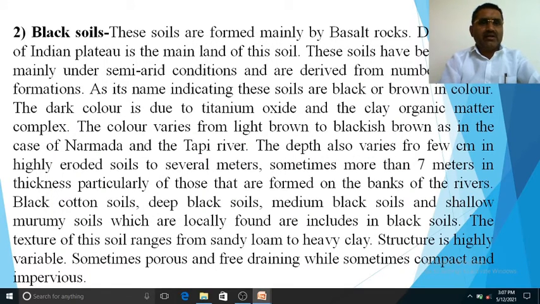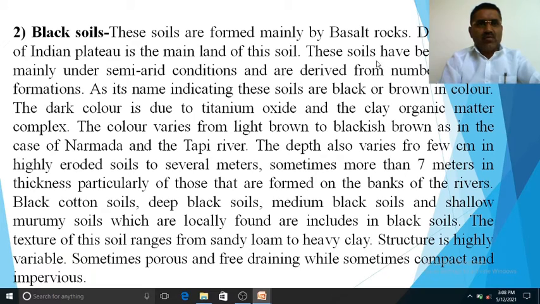Next type is black soil. These soils are formed mainly by basalt rock. As we know that basalt is an igneous rock, and due to the disintegration of this rock there is a formation of black soil, and the color of basalt rock is itself black, and that's why the same color is given to that particular soil, that is black. Deccan Trap of the Indian Plateau is the mainland of this soil.